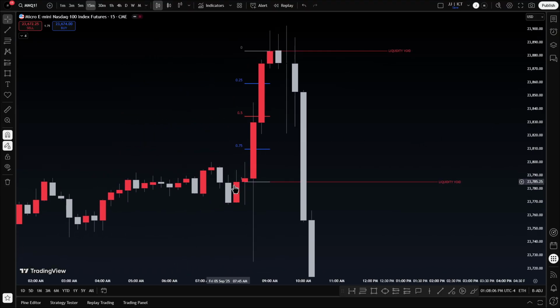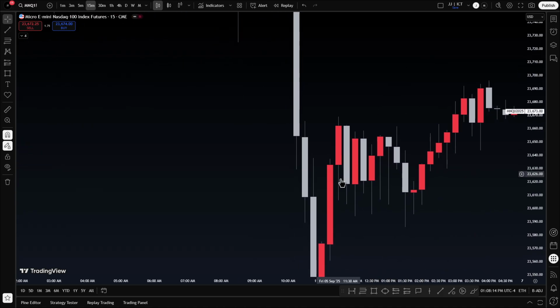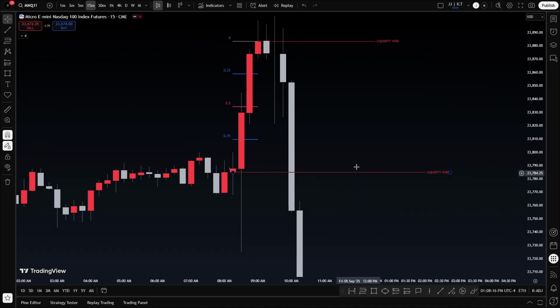Anyway, the liquidity void was created during the manipulation to allow price to distribute smoothly, right? It did it very smoothly, actually. Then it proceeded to consolidate for the rest of the day.